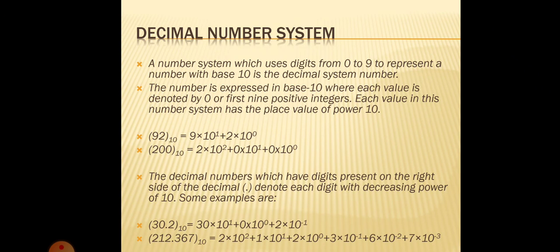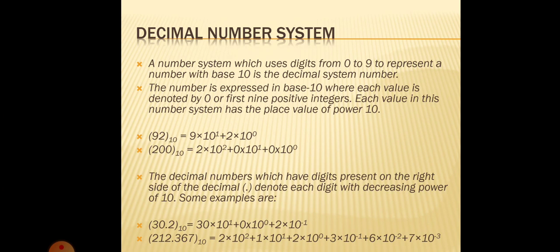Here two examples are given, that is decimal number 92. Whenever we want to represent a decimal number, we have to show 10 at the base of the bracket. Then 92 decimal number is equal to 9 into 10 raised to the power 1 plus the second digit is 2, so 2 into 10 raised to the power 0.